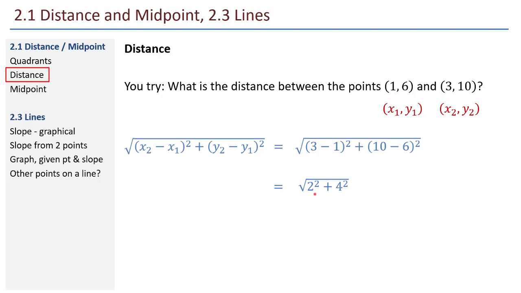We end up with the square root of 2 squared plus 4 squared. So that's 4 plus 16, the square root of 20. So the square root of 20 is the exact answer. That is the distance between these two points. If you plug that into your calculator, you can get an approximation, 4.47. And when you see the squiggly equals sign like that, that means approximately. So the square root of 20 is approximately 4.47.